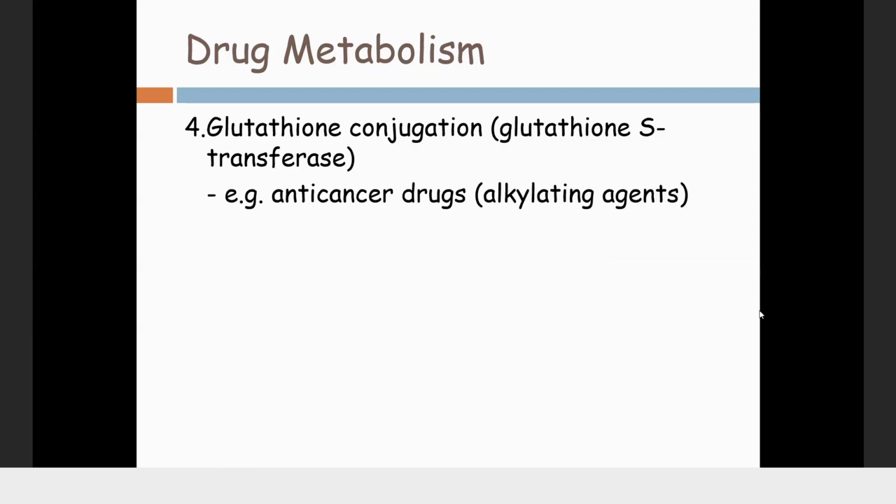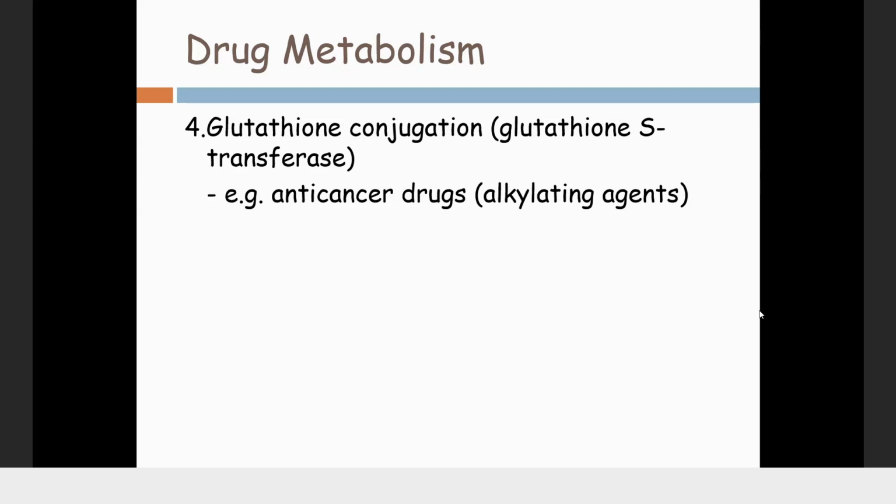Another example would be glutathione conjugation. This involves the enzyme glutathione S-transferase, mainly for anti-cancer drugs that require the glutathione conjugation process.